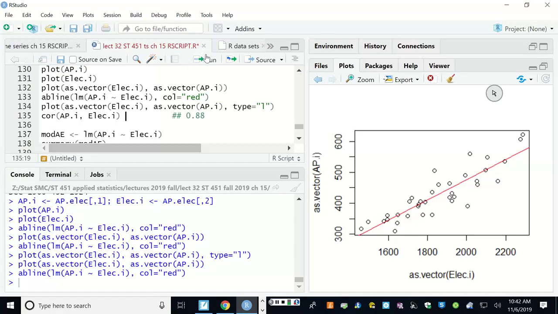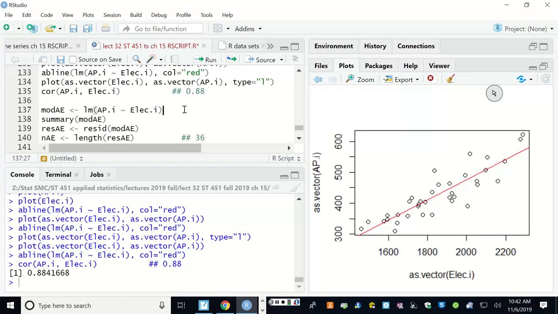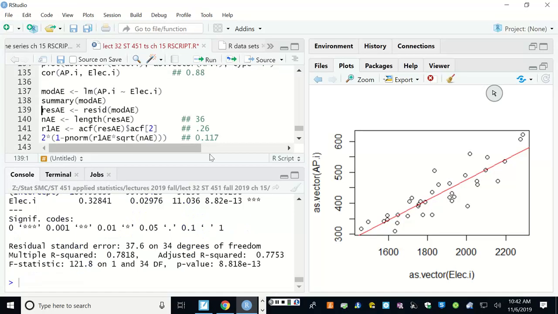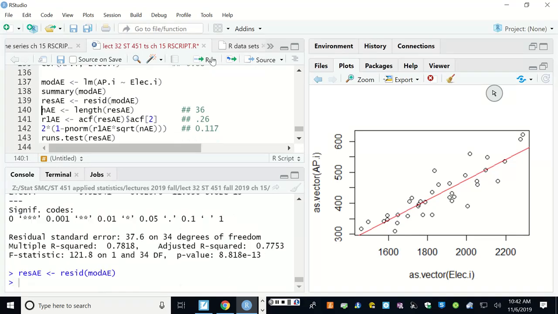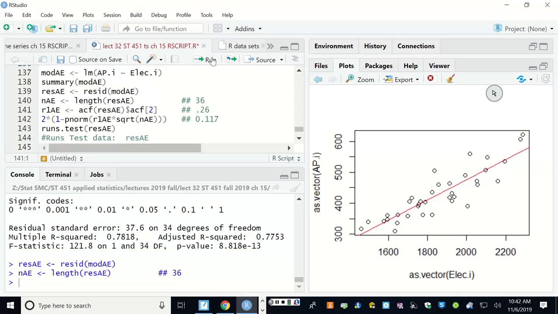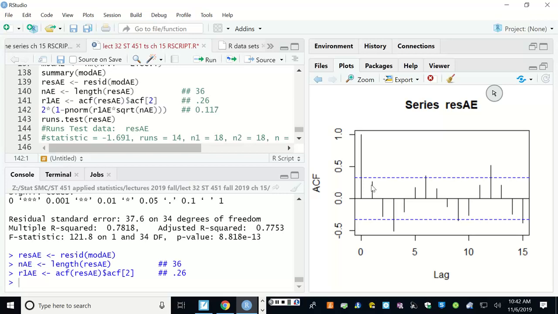The correlation between these things is pretty high. If you try to model these and fit the model, there's a significant association. But there is autocorrelation in these residuals. We know that the things are going over time, so you can get the residuals, and the first autocorrelation, the lag 1 coefficient, is 0.26.